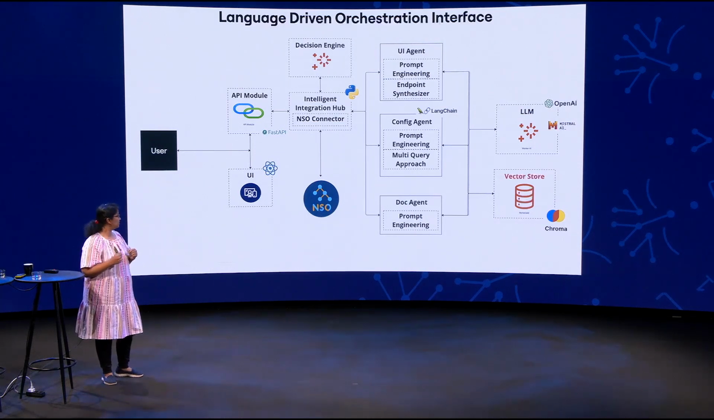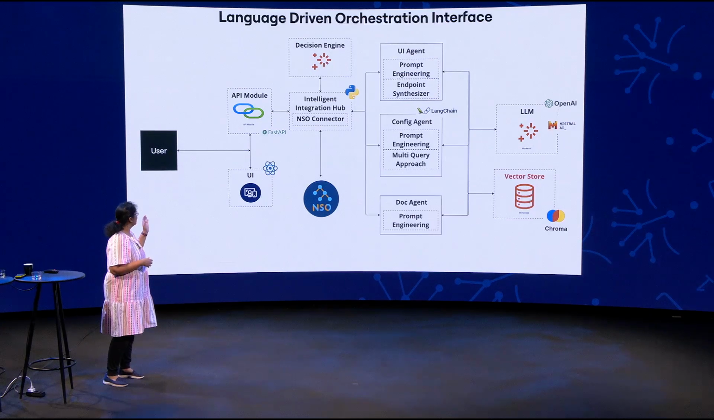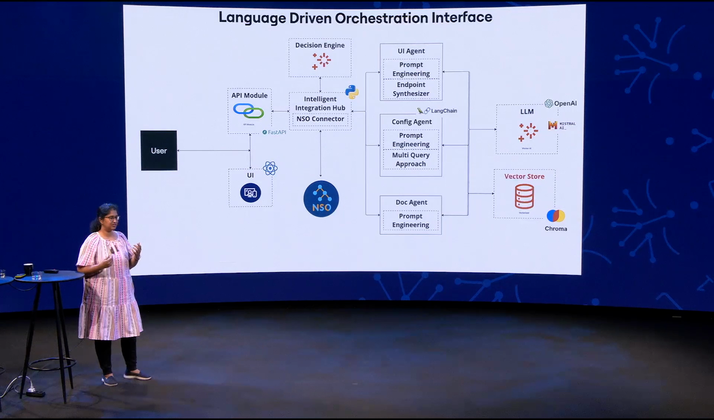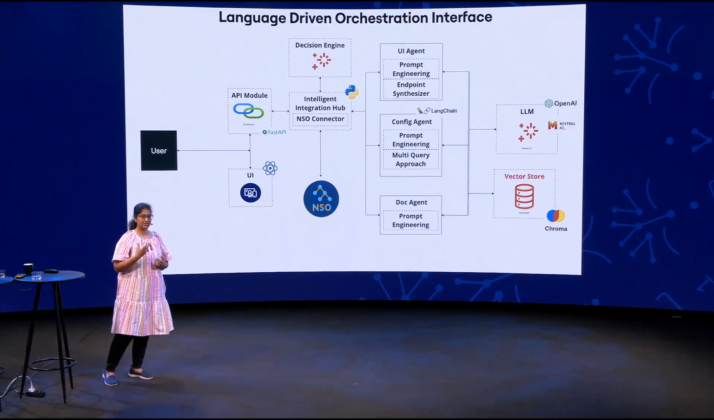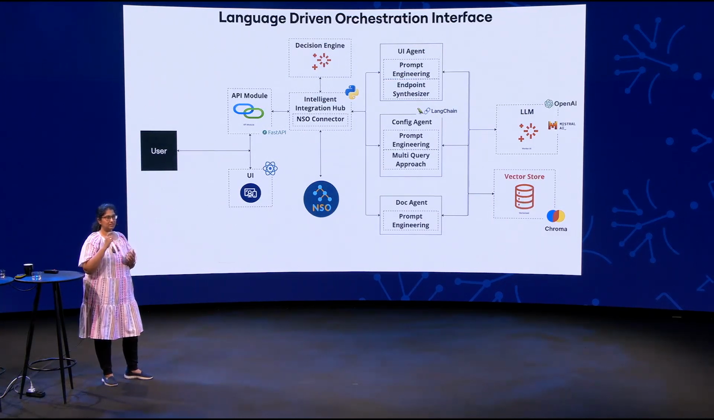Now let's go to the user flow. Once a user asks a question, they can interact with the agent either via the UI or through the API. Once they ask the question, it goes to the integration hub. It is the integration hub which interacts with multiple components. First, it sends the query to the decision engine, which decides what type of query it is: a UI query, config, or a doc query. Once it determines the type of query and the set of steps it needs to execute, it sends it back to the integration hub. It is the hub which actually executes the whole sequence of functions.